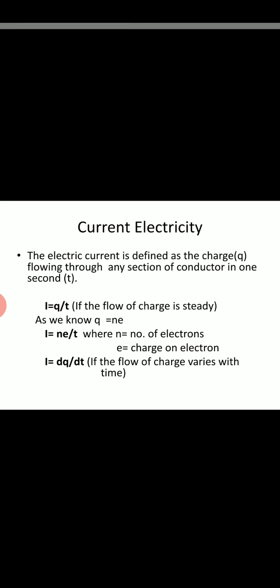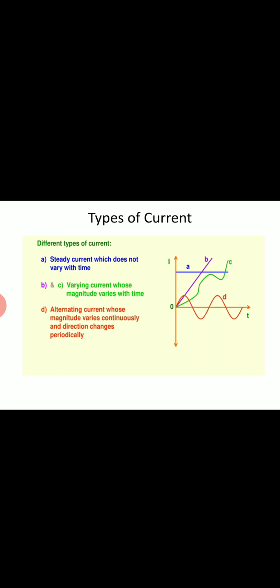Now, the next one is the types of current. Before going to it, we must know that the unit of current is ampere. I have represented different types of currents here with different colors. I have represented a steady current which does not vary with time, called direct current, in blue color. B and C, in purple and green, are varying currents whose magnitude varies with time. And the last one is the alternating current, whose magnitude varies continuously and whose direction changes periodically.